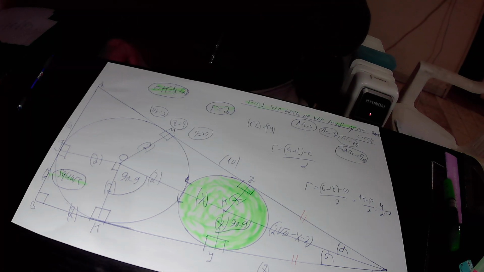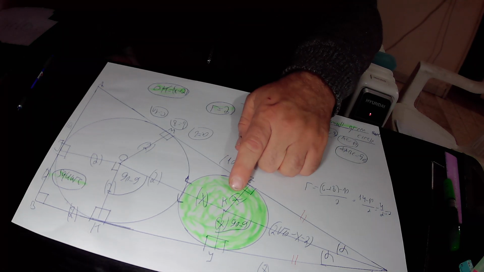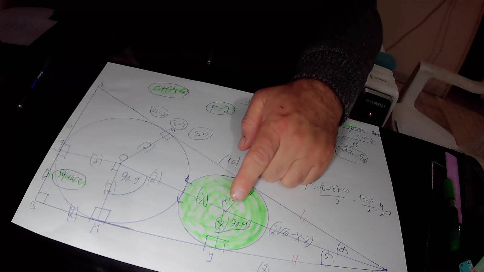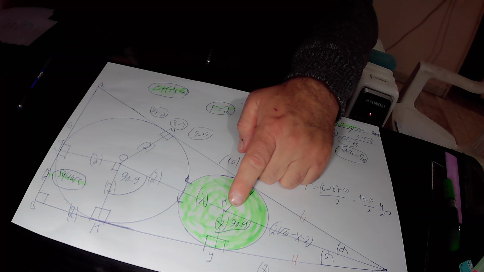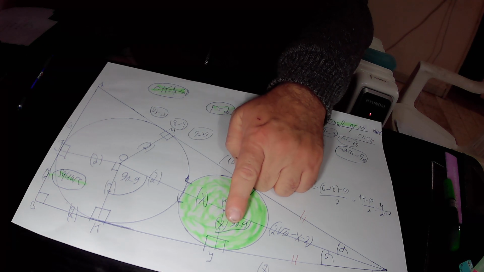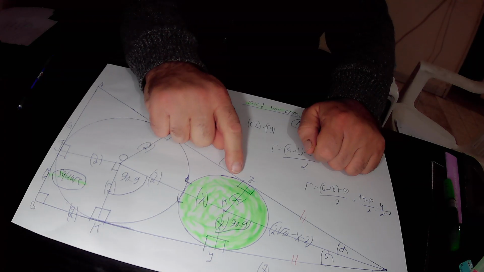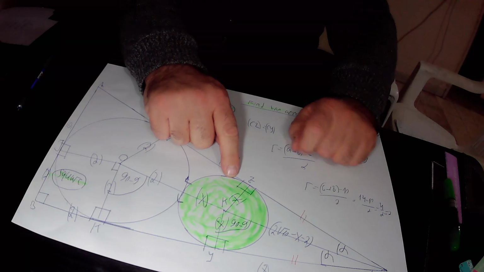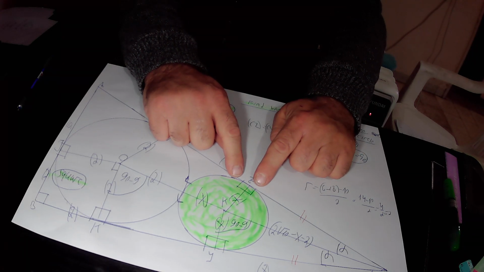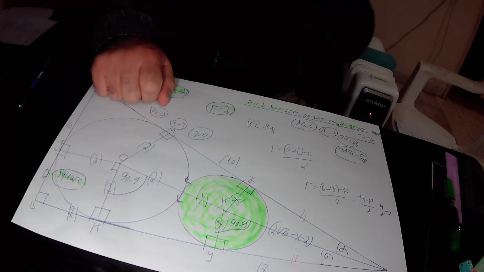So in the next step, we join points K and Y together by a straight line. KY is the radius of this small green circle, equal to X, and according to rule 1, those two angles are both right angles. Likewise, we join points K and Z together by a straight line. KZ is the radius of this small green circle, this is X, and according to rule 1, those two angles are both right angles.